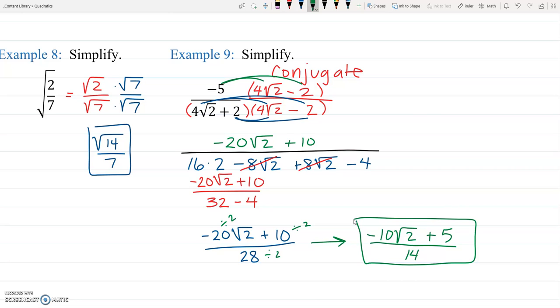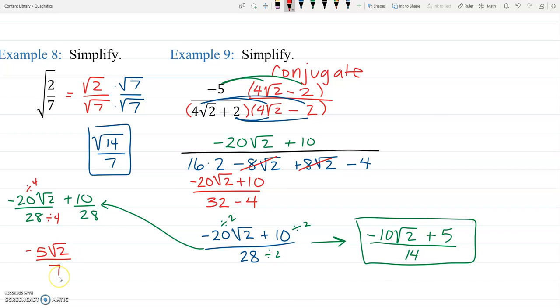Here's how I would do this. Okay, I'm going to move over this way. I'm going to take my negative 20 square root of 2 plus 10, and instead of it all being over 28, I put each one over 28. Okay, and in fact, I advise you to do that all year. Whenever you have multiple numerators and one denominator, put them all over that denominator. I think it's much easier to visually see kind of what's going on. All right, so now when I reduce, check out this 20 and this 28. What goes into both of those? 4. Okay, so now this would be negative 5 square root of 2 over 7. And now these would just simplify by 2. So this would be plus 5 over 14.